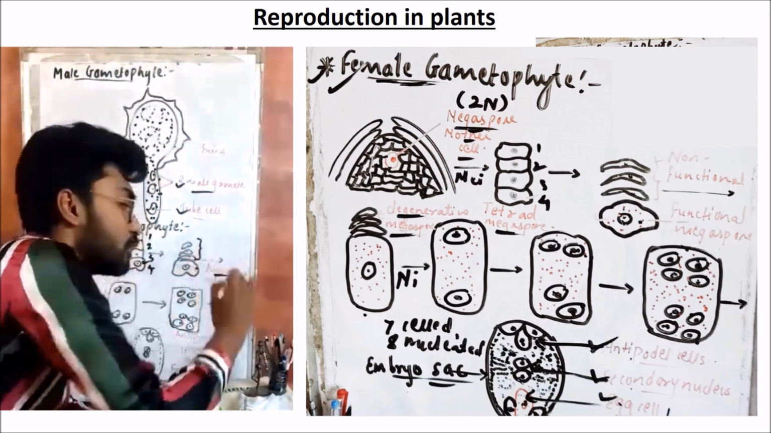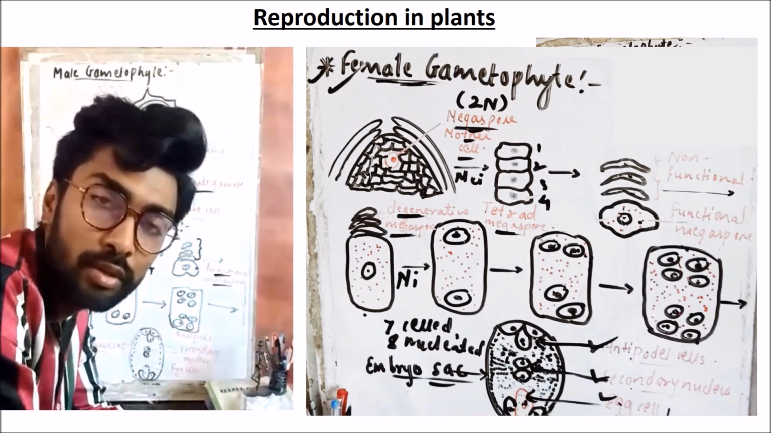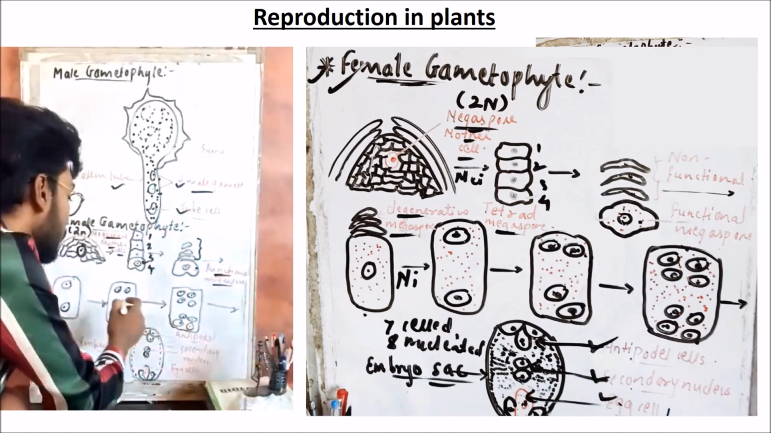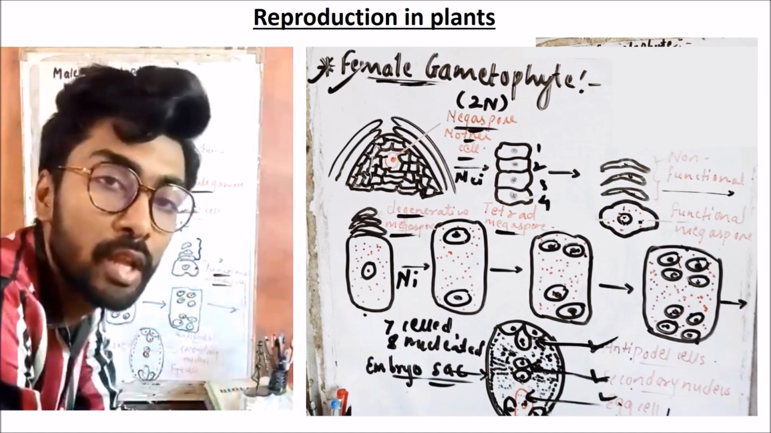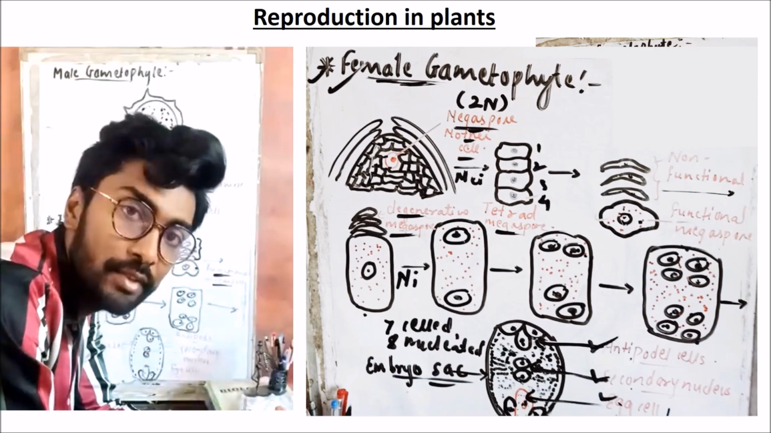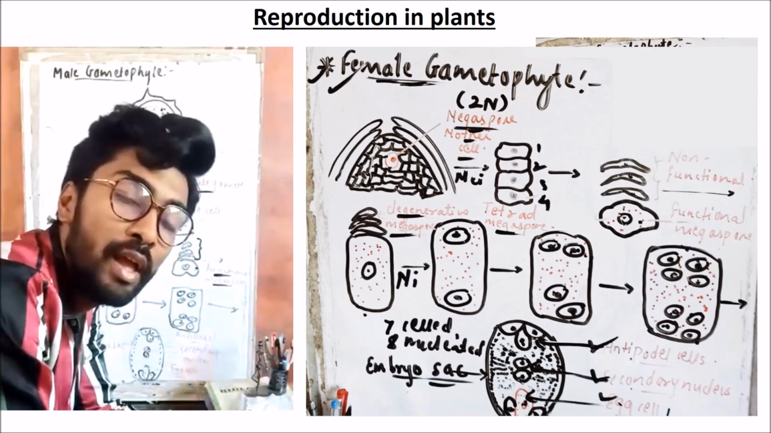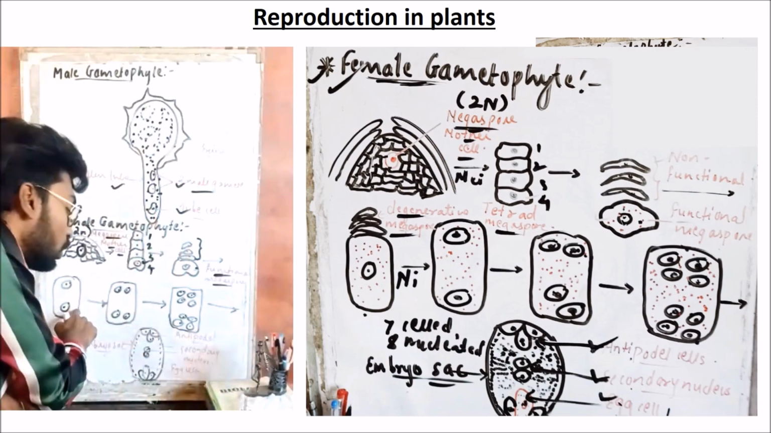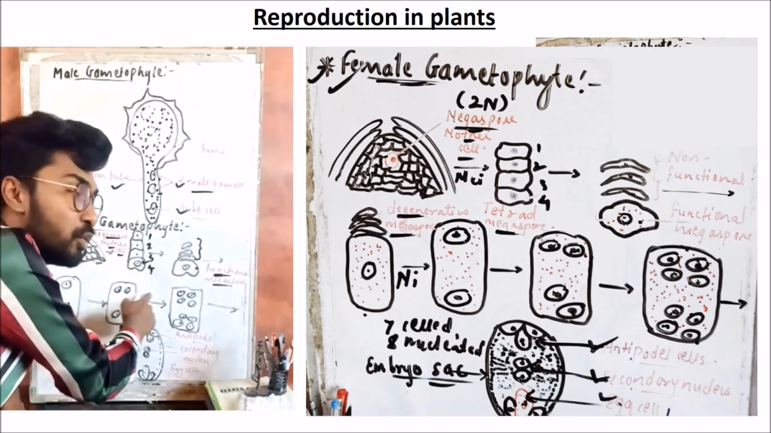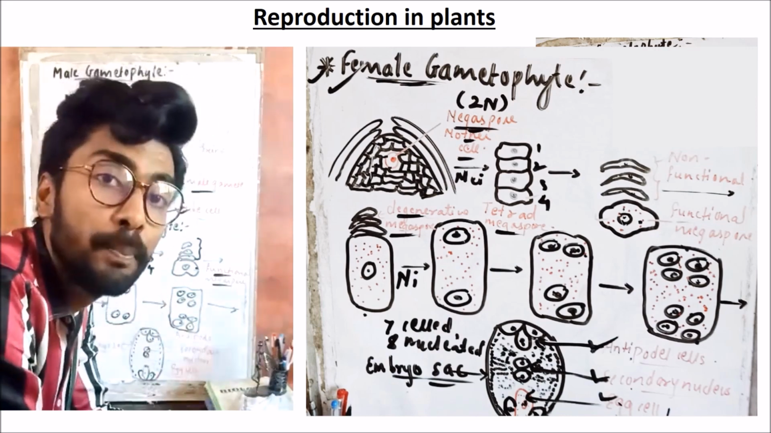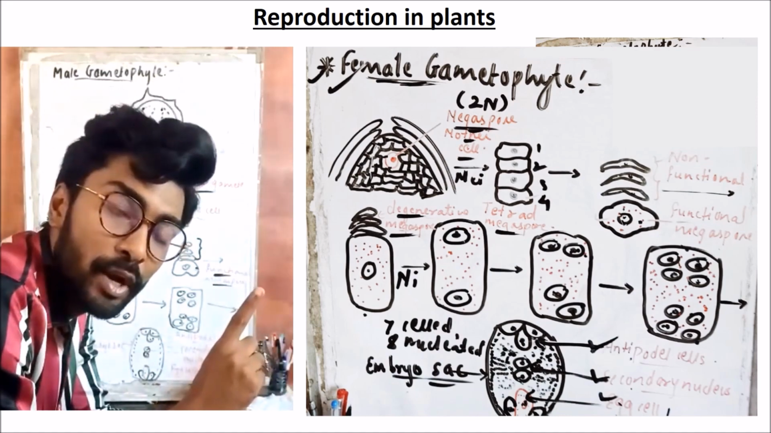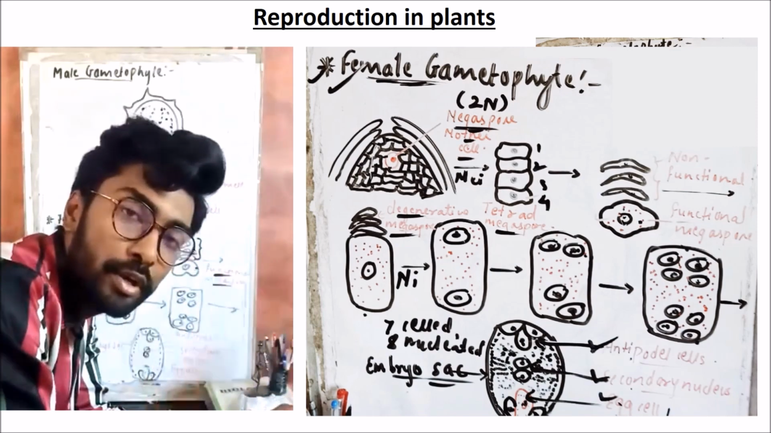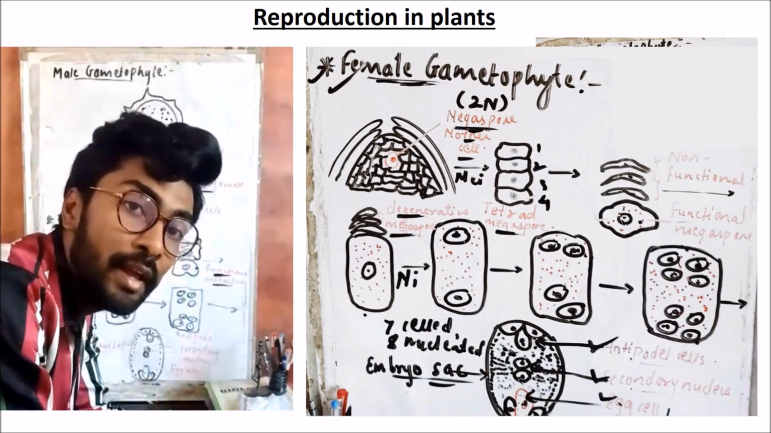Now this functional megaspore will undergo growth. It will enlarge in size, gain nourishment, and further undergo mitosis, cell division. It will grow and undergo repeated mitosis to form 2 daughter nuclei, 4 daughter nuclei and 8 daughter nuclei respectively, right? So the functional megaspore undergoes repetitive mitosis. It leads to the formation of 2 daughter nuclei, 4 daughter nuclei and a total of 8 daughter nuclei present in an embryo sac.